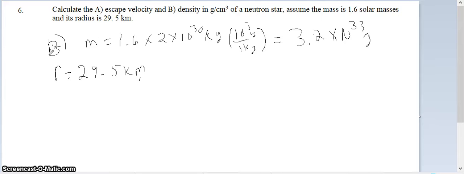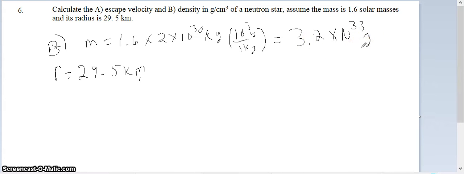So notice the mass is 1.6 times the mass of the sun. So there's the 1.6. The mass of the sun is 2 times 10 to the 30th kilograms, and 1 kilogram is 1,000 grams, or 10 to the third grams. So when you multiply all this stuff together, 1.6 times 2 times 10 to the 30th times 10 to the third becomes 3.2 times 10 to the 33rd grams. All right, so that's the answer in grams.